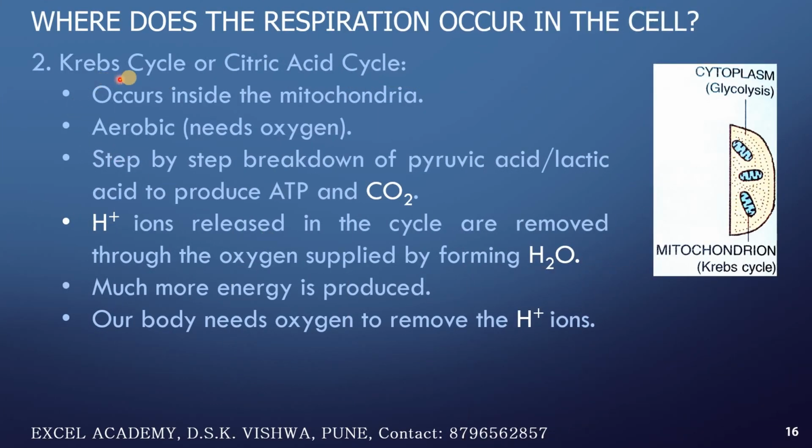Now the second part, which is Krebs cycle or popularly known as citric acid cycle, occurs inside the mitochondria, which is the powerhouse of the cell, in which a lot of energy is produced in the form of ATP. This occurs inside the mitochondria. It is aerobic, that means it needs oxygen. Step-by-step breakdown of pyruvic acid or lactic acid to produce ATP and CO2. H+, that is hydrogen ions or protons, released in the cycle are removed through the oxygen supplied by forming water. Much more energy is produced in this case. Our body needs oxygen to remove H+ ions, which are produced in this step.